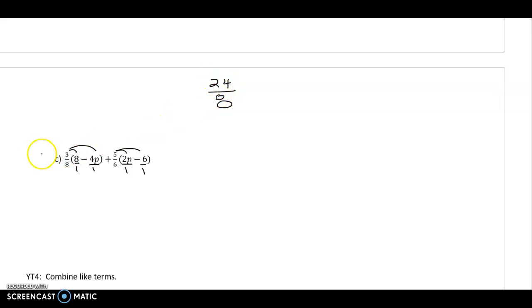And we'll simplify this in just a second. Then we're going to do 3 times -4p, which is minus 12p, over 8 times 1, which is 8. And again, we'll simplify that in a second. Coming over to the second piece, positive 5 over 6 times 2p. The 5 is going to multiply with 2p to get a positive 10p. And the 6 is going to multiply by 1, so over 6. And then 5 times -6 is -30, over 6 times 1 is 6.